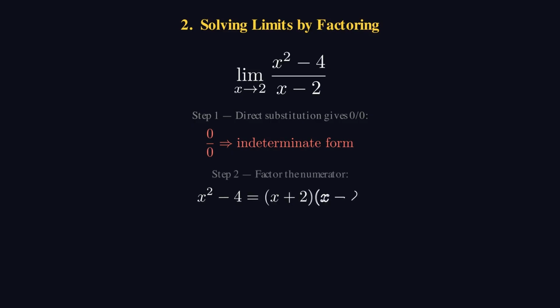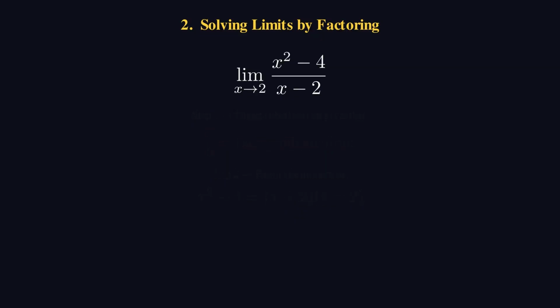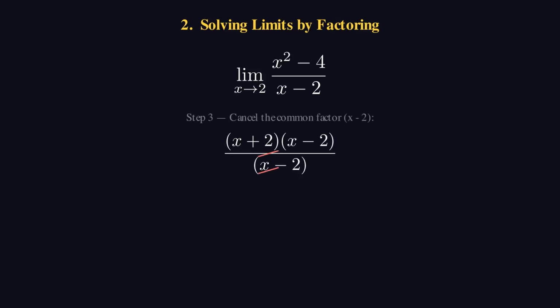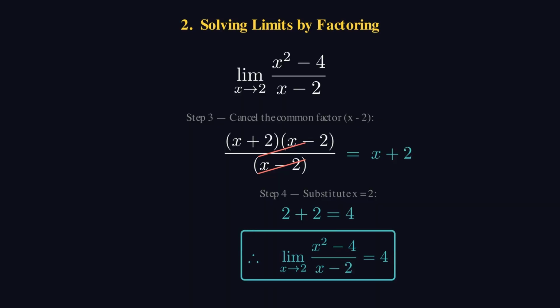Step 2, factor the numerator. x squared minus 4 is a difference of squares. It factors as x plus 2 times x minus 2. Step 3, cancel. The x minus 2 in the numerator and denominator cancel, leaving x plus 2. We can cancel because x is only approaching 2, never equaling it, so we are never dividing 0 by 0. Step 4, substitute. x plus 2 at x equals 2 equals 4. Box it.